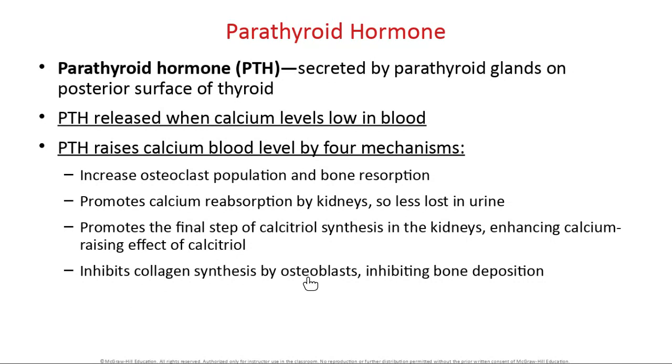Also, PTH will affect osteoblasts. PTH does directly affect osteoblasts. PTH will bind to PTH receptors on the surface of osteoblasts, which will cause these osteoblasts to be inhibited so that we have a decrease in bone deposition. That makes sense: if we're trying to get more calcium to the blood, we don't want to be depositing more calcium into the bone. Makes sense.